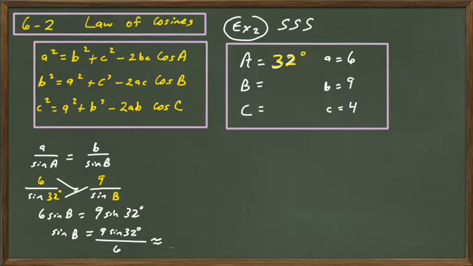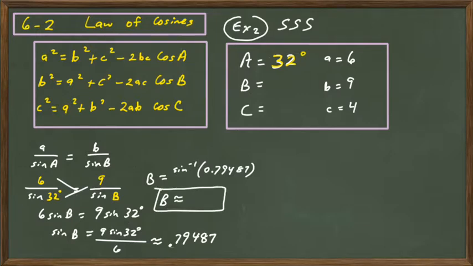9 times sine 32. Take that number and divide it by 6. You get 0.79487. And if you want to get rid of the sine, you take the arc sine. So it's going to be the arc sine of 0.79487, which I already have divided by 6. So yeah, that should give me the angle right here. So I want the arc sine of that value, and I get 52.64.